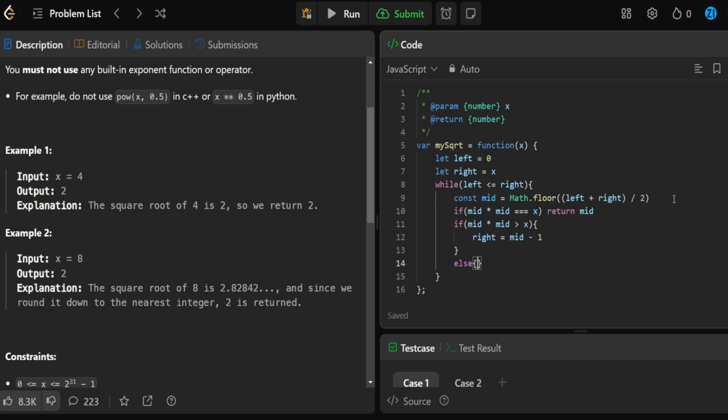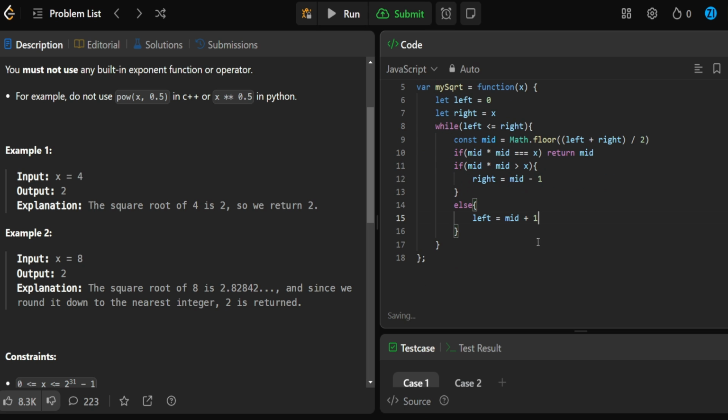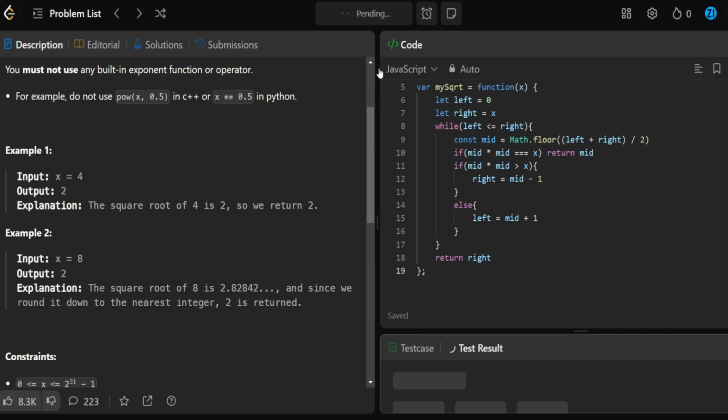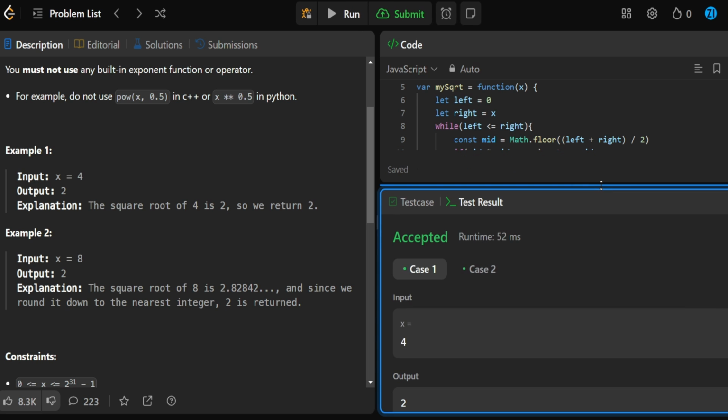And else we're going to do the opposite. We're going to say left is equal to middle plus 1, classic binary search. And if we didn't actually find the answer, we're just going to return right, just like we saw in the slides. Now, this is going to be all of our code. Let's run it and see if we're going to get accepted. And let me bring this up. And yep, we got accepted.